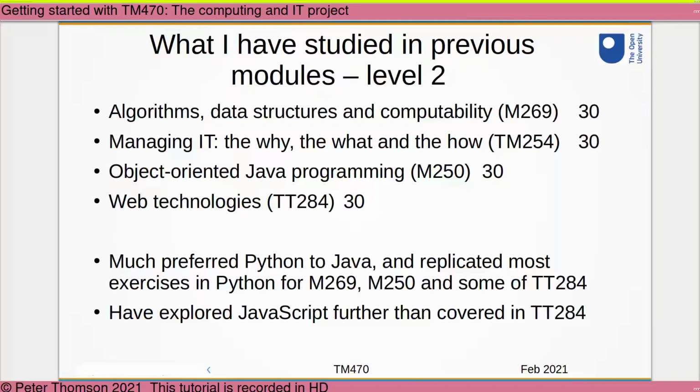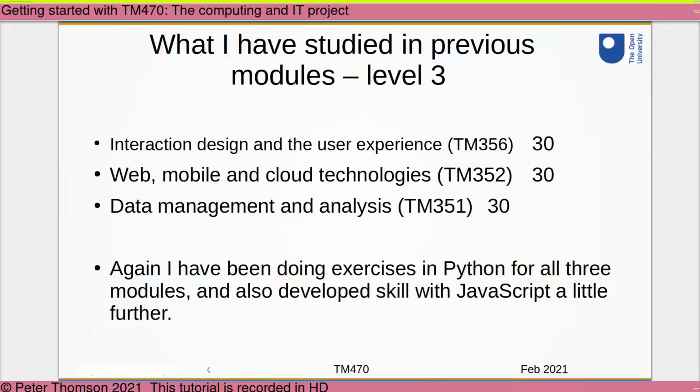They comment they much preferred Python to Java and replicated most exercises in Python for M269, M250 and some of TT284. And they've explored JavaScript further than covered in TT284. At level 3, they've studied interaction design and the user experience, web, mobile and cloud technologies, data management and analysis. And again, they've been doing exercises in Python for all 3 modules and also developed their skill with JavaScript a little further.